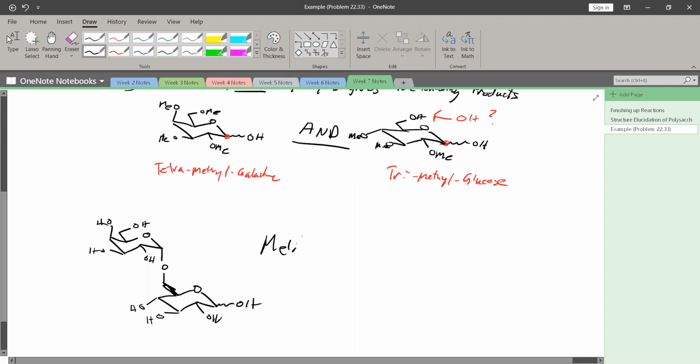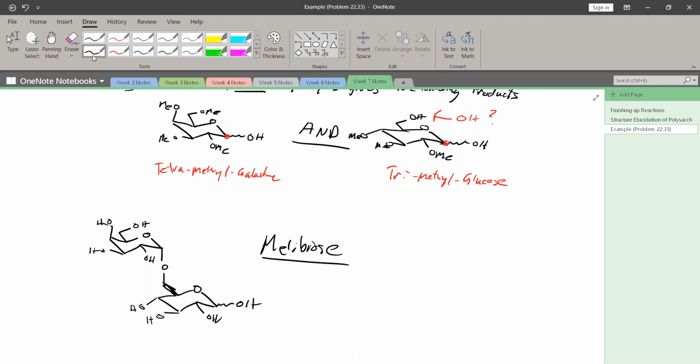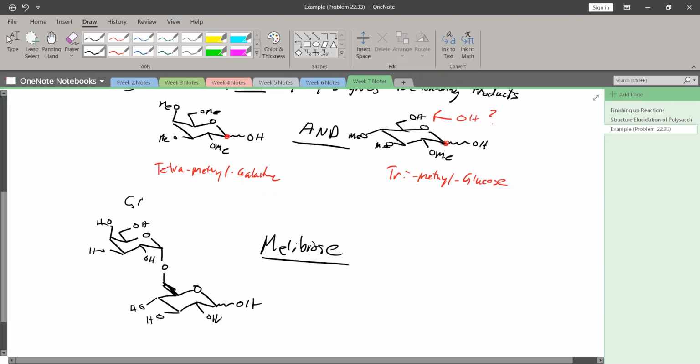This is melibiose. Okay, let's check to see if everything is correct. The first factor is there has to be a galactose. Check. There has to be a glucose. Check. On galactose, it has to have an alpha linkage. Well, that's an alpha linkage. Check.